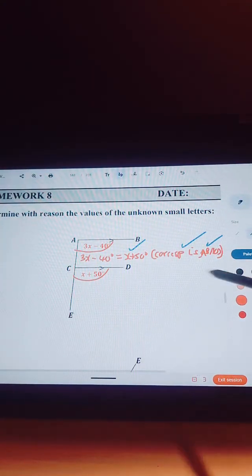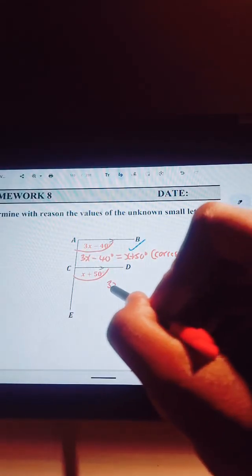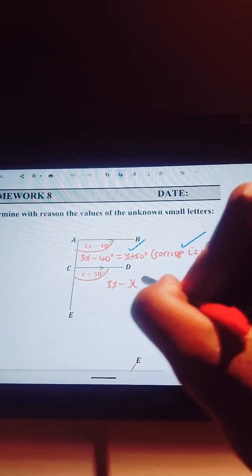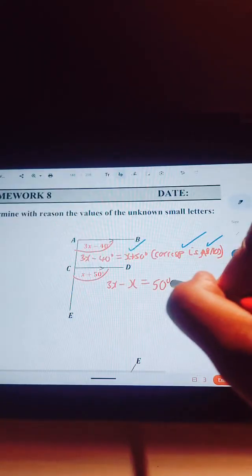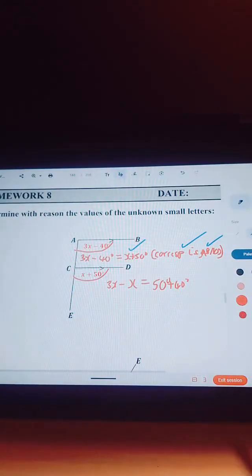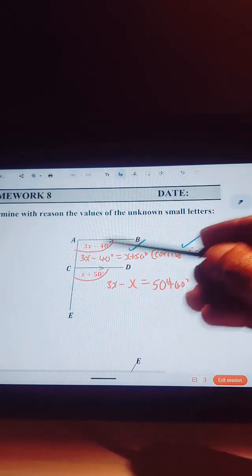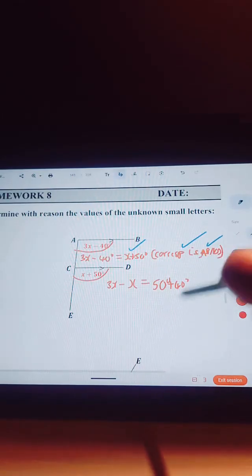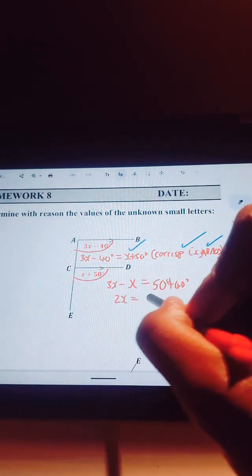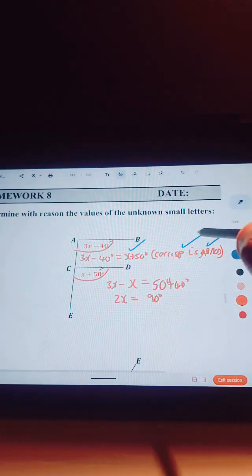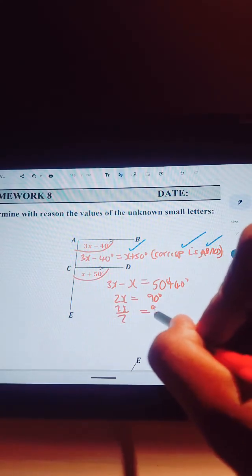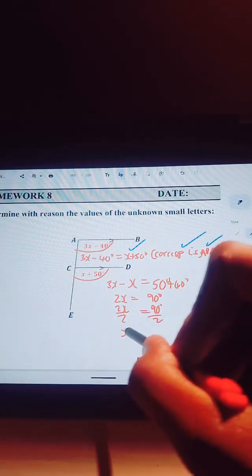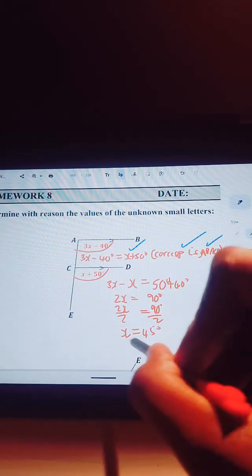Don't forget that. Then we solve for x. Okay, 3x, the x transposes and becomes negative x. Let's be careful of that. The negative 40 degrees transposes and becomes plus 40 degrees. Let's be careful of that too. There was someone in the comment section that made the error and transposed the 40, but the sign didn't change and they got 10 on the other side. Mustn't make that mistake. It's too silly to be made at this stage. Then we divide both sides by 2. We get x is equal to 45 degrees.